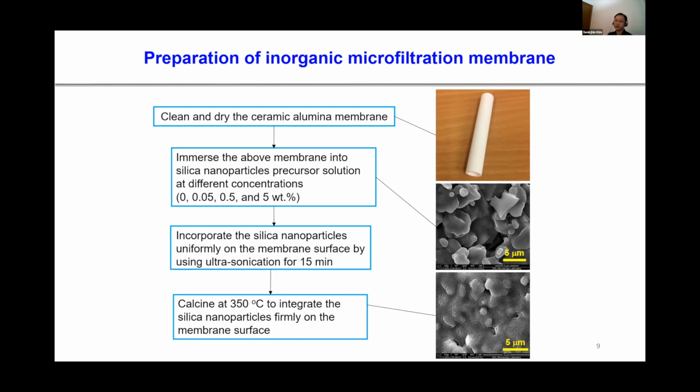Then membranes were taken out and calcined at a high temperature of 350 degrees C to integrate silica nanoparticles firmly on the membrane surface. As you can see on the right-hand side in the SEM images, on the bottom left and bottom right, after calcination it was found that the silica film remained on the membrane surface.